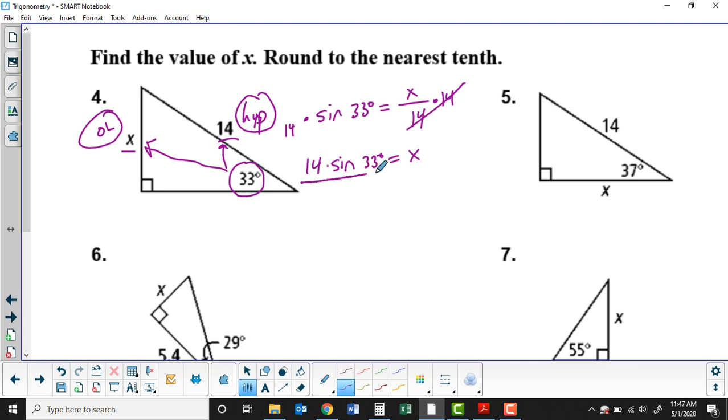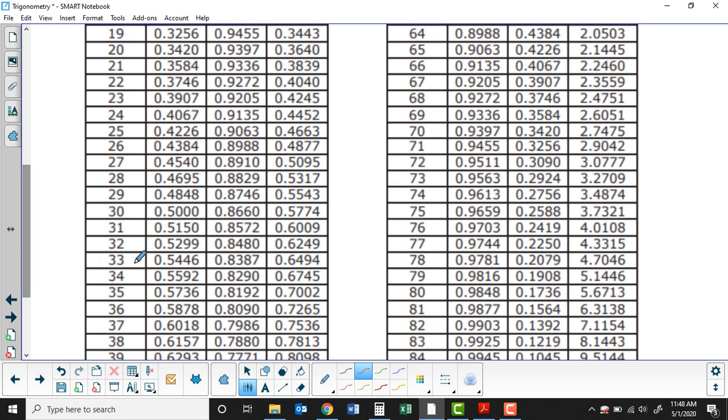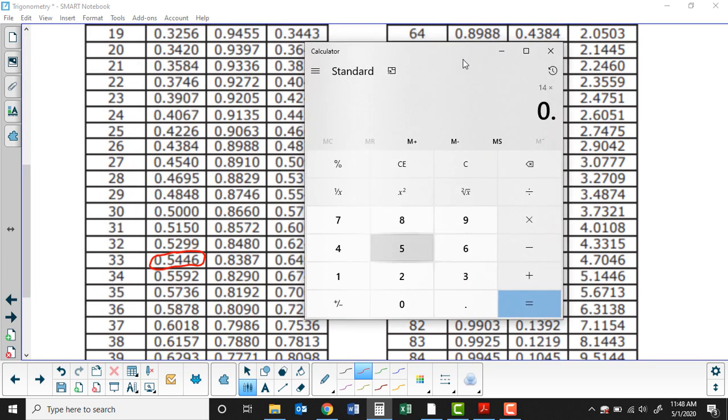And now all we've got to do is find out what this is. This whole sine 33 degrees is nothing more than a number. If we use a trig chart, here's our sine column. Everybody see it? Sine. And we go down to 33 degrees. And this is the number that stands for sine 33, 0.5446. So we could take a regular calculator out and go 14, because that's what the number was, times 0.5446. And it tells us that side is about 7.6 or so. That's how long that side is.